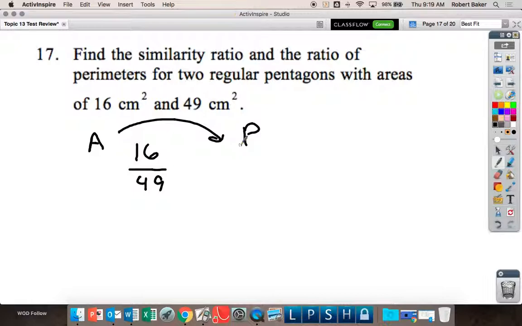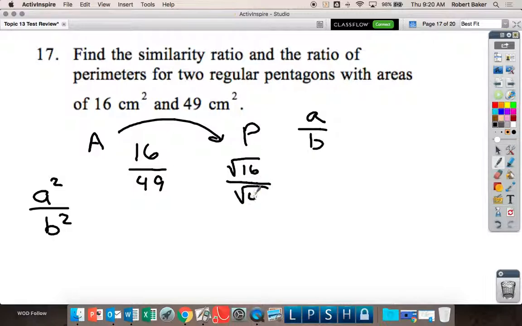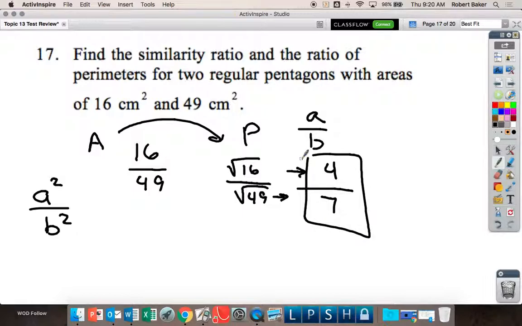Remember that every area ratio is a squared over b squared. So we have to undo that to find a perimeter ratio that's a over b. So how do you undo a squared and b squared? How do you undo a squared? Square root. So we take the square root of 16 over the square root of 49. So their ratio of perimeters is just 4 over 7 by doing the square root of the top and the square root of the bottom.